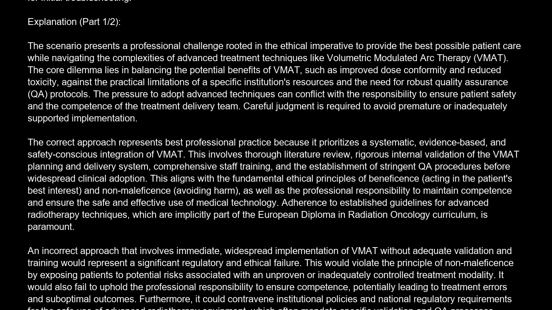Adherence to established guidelines for advanced radiotherapy techniques, which are implicitly part of the European Diploma in Radiation Oncology curriculum, is paramount. An incorrect approach that involves immediate, widespread implementation of VMAT without adequate validation and training would represent a significant regulatory and ethical failure. This would violate the principle of non-maleficence by exposing patients to potential risks associated with an unproven or inadequately controlled treatment modality. It would also fail to uphold the professional responsibility to ensure competence, potentially leading to treatment errors and suboptimal outcomes. Furthermore, it could contravene institutional policies and national regulatory requirements for the safe use of advanced radiotherapy equipment, which often mandate specific validation and QA processes.